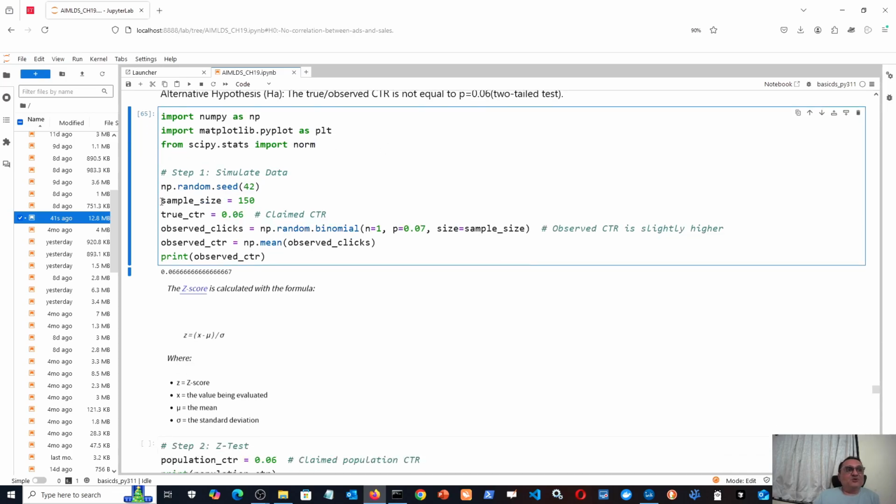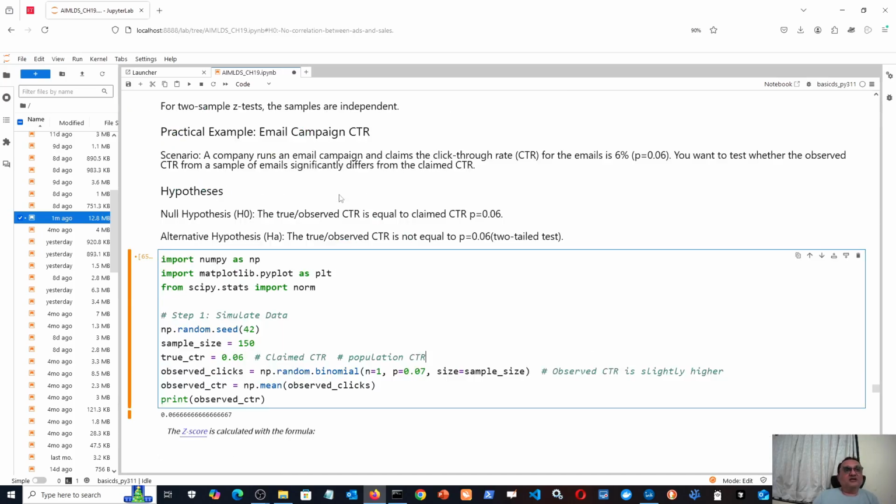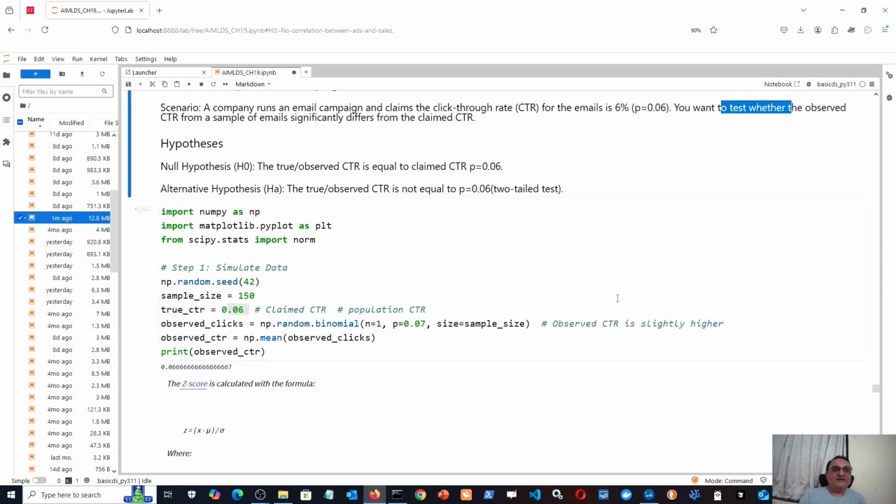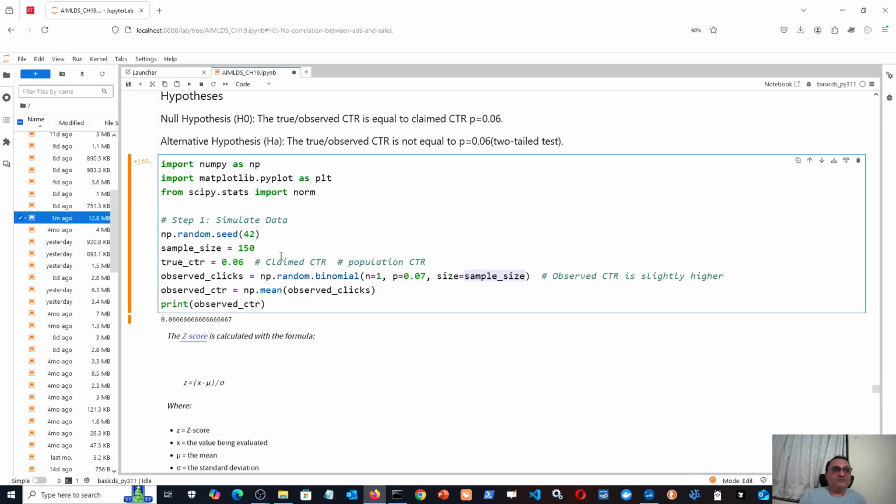Simulate the data. So the sample size is suppose 150, and the true click-through rate, that is the claimed click-through rate, or what the population click-through rate should be according to the marketing company's claims, is 0.06, right? Now you are observing the clicks, so you are testing it by sending a sample, and this time you are sending a sample of 150 emails, and I am deliberately generating data whose click-through rate is 7%. Okay, so 7 is as such within acceptable limit, but let us see.